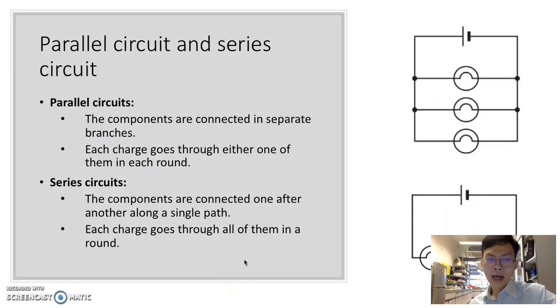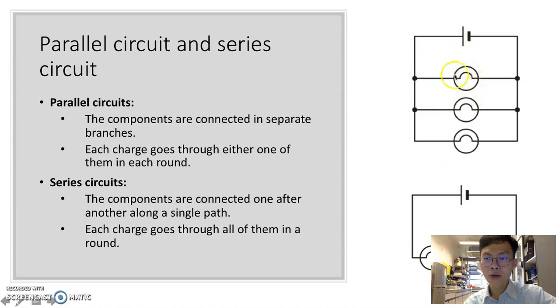Okay, and then there are two kinds of circuit: one called the parallel circuit, and the other the series circuit. For the parallel circuit and the series circuit, you can see the difference in the way the light bulbs are connected to each other. And second, you need to be aware of the advantages and disadvantages of these two circuits.